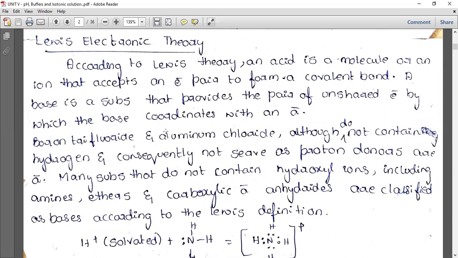Example, boron trifluoride and aluminum chloride, although they do not contain any hydrogen and consequently do not serve as proton donors, as in comparison to Bronsted-Lowry theory. According to Bronsted-Lowry or Arrhenius, it should give hydrogen ion readily, right? But here, even though boron trifluoride or aluminum chloride do not contain any hydrogen, they still act as an acid. Is it clear? So many substances that do not contain hydroxyl ion, including amines, ethers, carboxylic acids and hydrides, are classified as bases according to Lewis way of classifying acid and base.